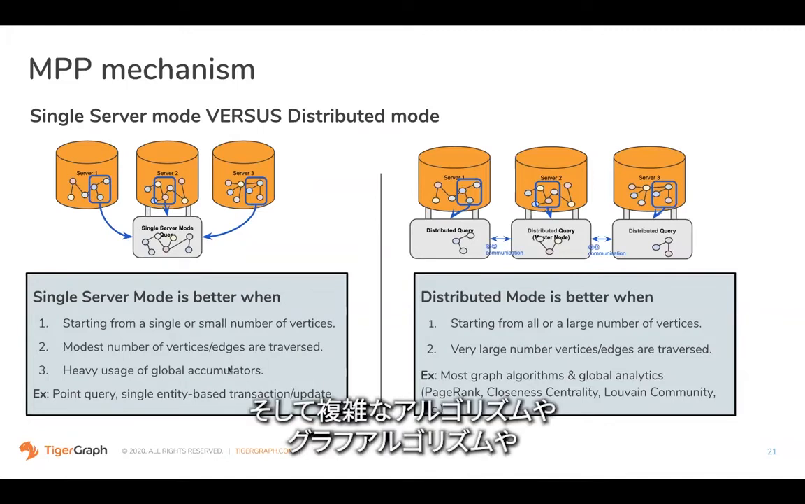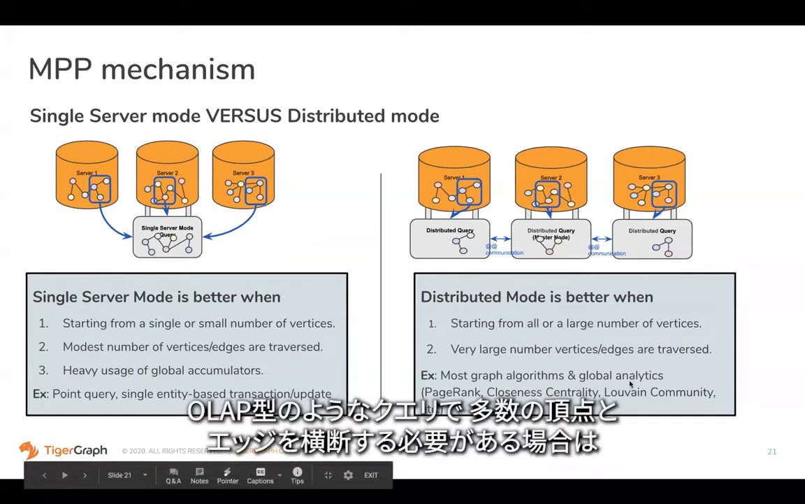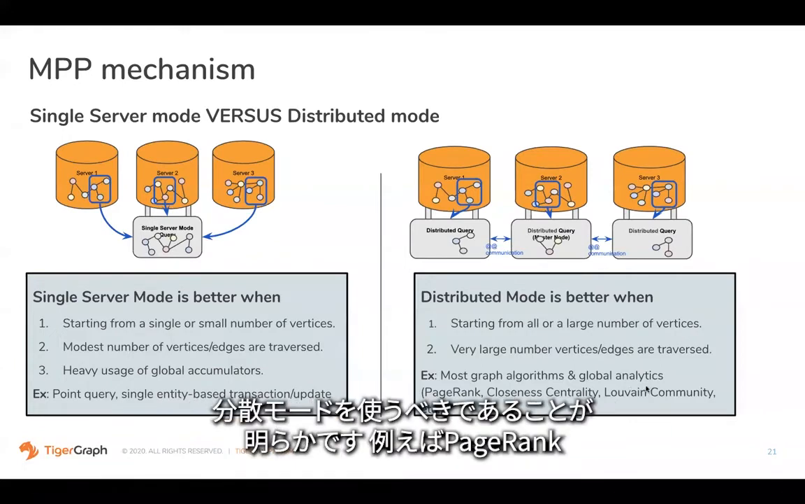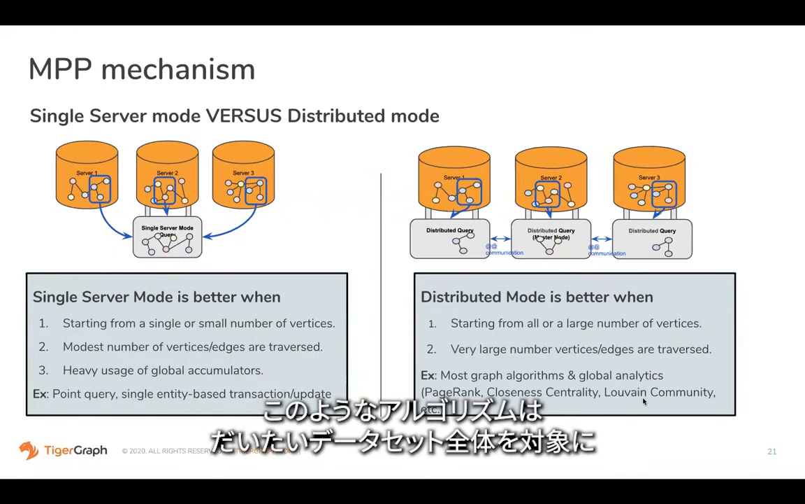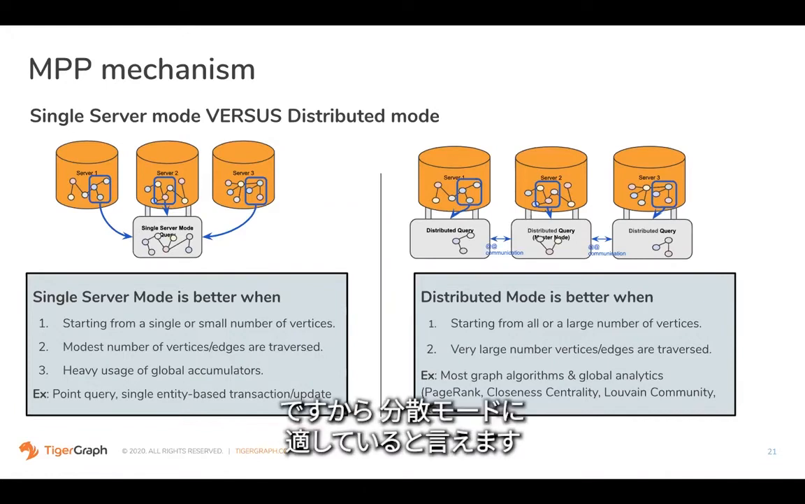Now, if you have complicated graph algorithms, or OLAP style queries that require a large number of vertices and edges to be traversed, then obviously you should use distributed mode. Examples are PageRank and centrality, the sort of algorithms that typically require you to deal with the entire data set. So those would be a good candidate for distributed mode.